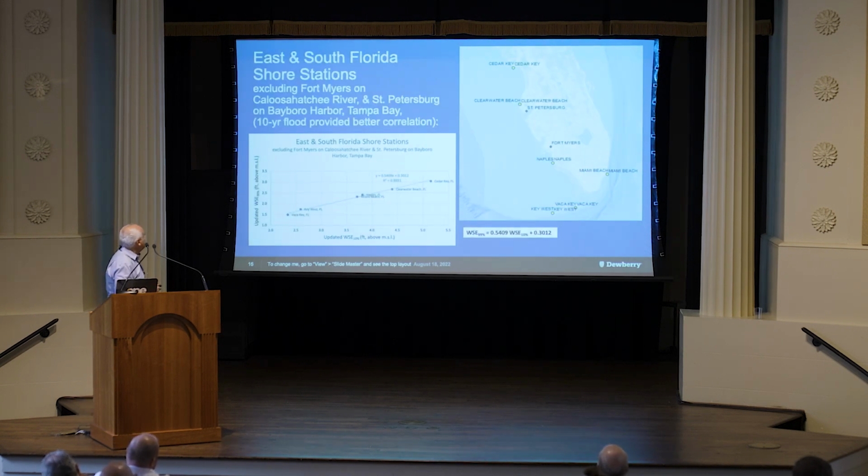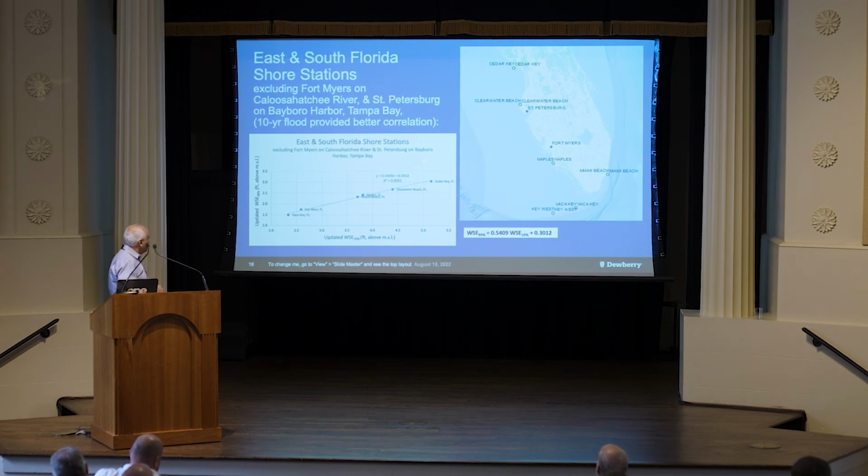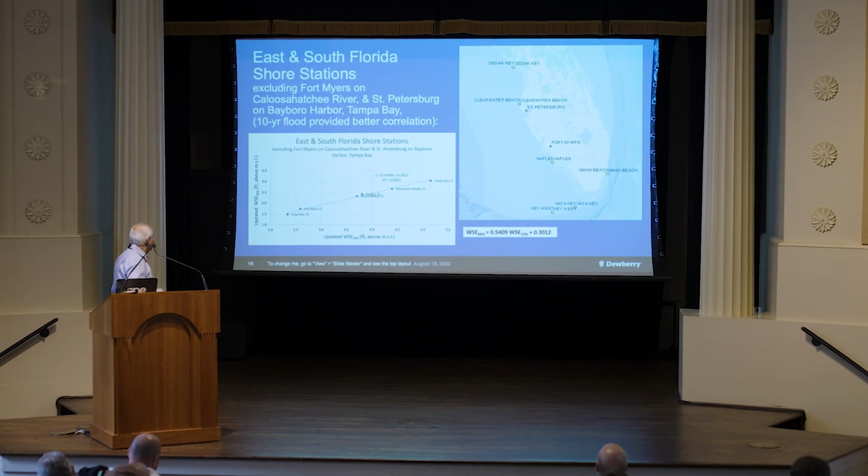If you move down to East and South Florida shore stations, then you have to drop out more stations. So when you exclude a few of the stations in that region, you can get this good correlation, which of course is not going to be valid around stations such as Fort Myers, because those stations drop out of the equation. But in other areas that are included, you can get an idea of the 1-year coastal elevation based on knowing the 10-year water surface elevation.